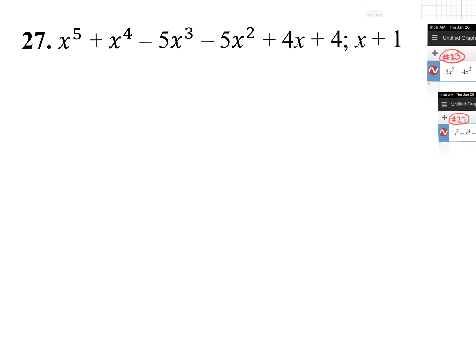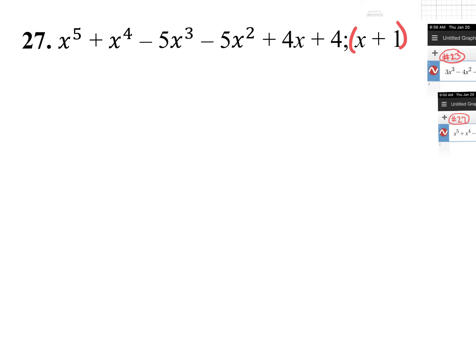Let's jump to number 27. We have a 5th degree polynomial, and they give you one of its factors. One of its factors is x plus 1. Now, they want us to find the other factors. We're going to go to Desmos. We're going to type this in. It would be nice if we would actually see that it crosses the x-axis 5 times at different locations. That would be the easiest situation for us because we'd be done. All we'd have to do is come up with the binomials of where those answers came from.